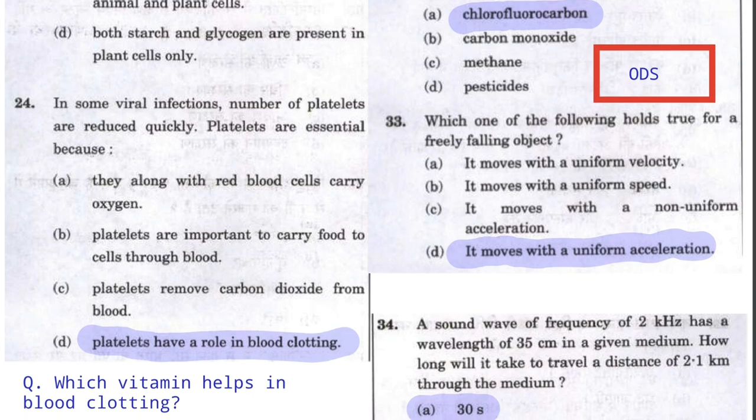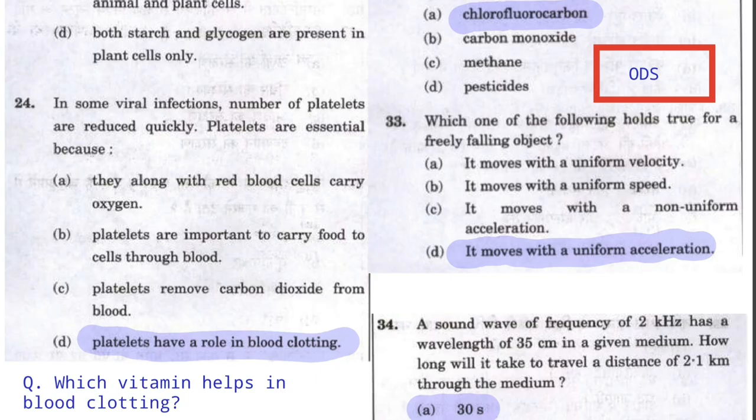And this next question is very important, about which of the following holds true for a freely falling object. So the correct answer would be: it moves with a uniform acceleration. Most of the students make the mistake here of going with the answer that it moves with a uniform velocity. No, the correct answer here would be: it moves with a uniform acceleration.